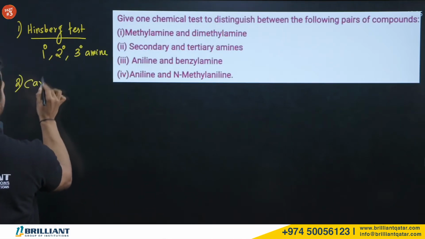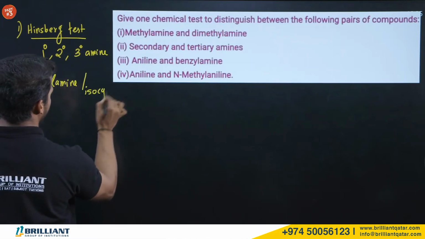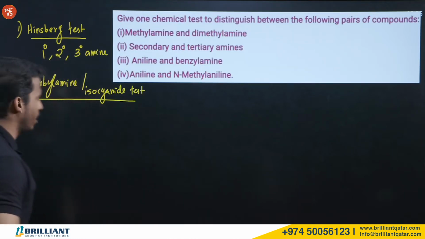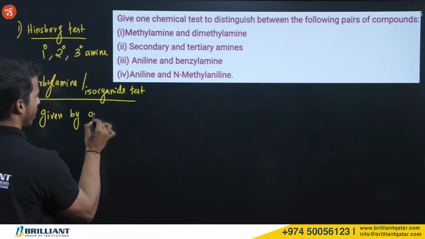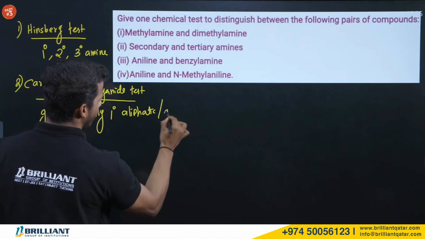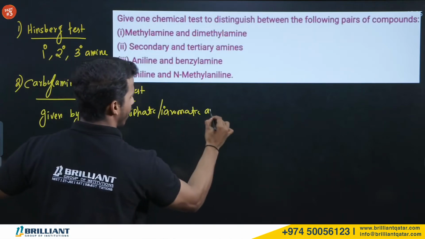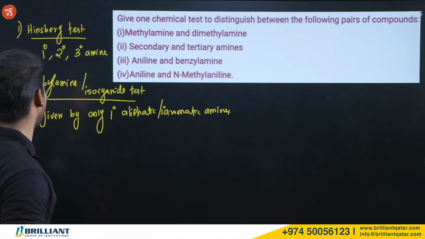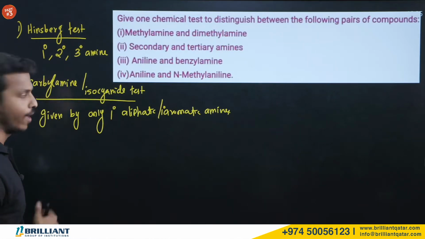Second one is called carbylamine test. Carbylamine test is also known as isocyanide test. Dear all of you, carbylamine test is given by only primary aliphatic and primary aromatic amines, which will give the foul smell of isocyanide formation. So carbylamine test is only given by primary aliphatic or primary aromatic amine.